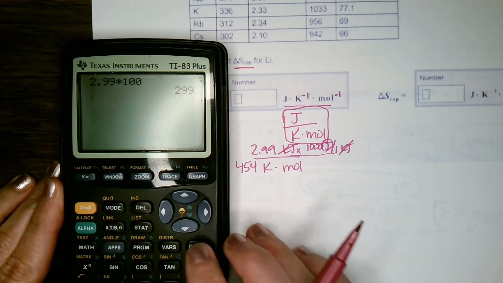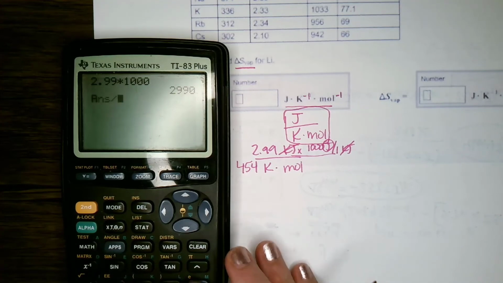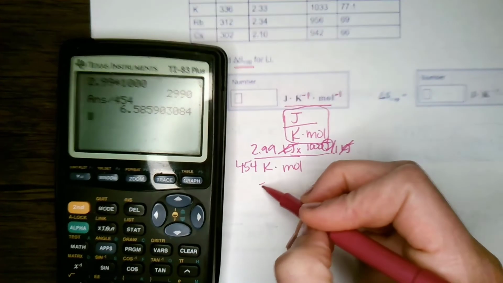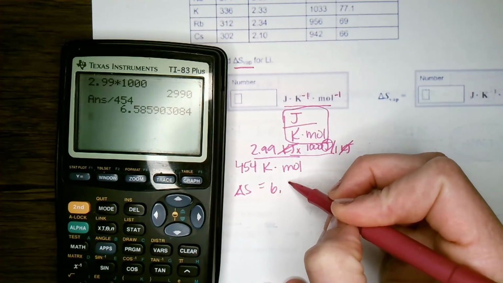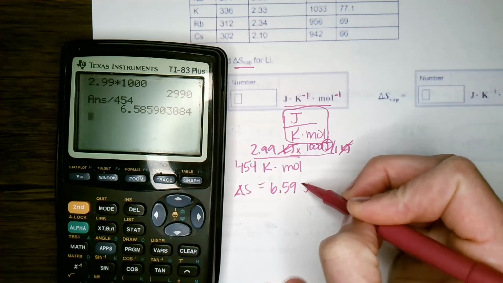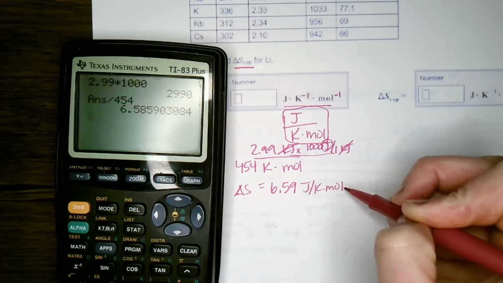Oh, I only did it by 100. 2.99 times 1,000. I was going to say that doesn't look right. And divide it by 454. So I got a delta S of 6.59 joules per kilogram, or joules per Kelvin mole.